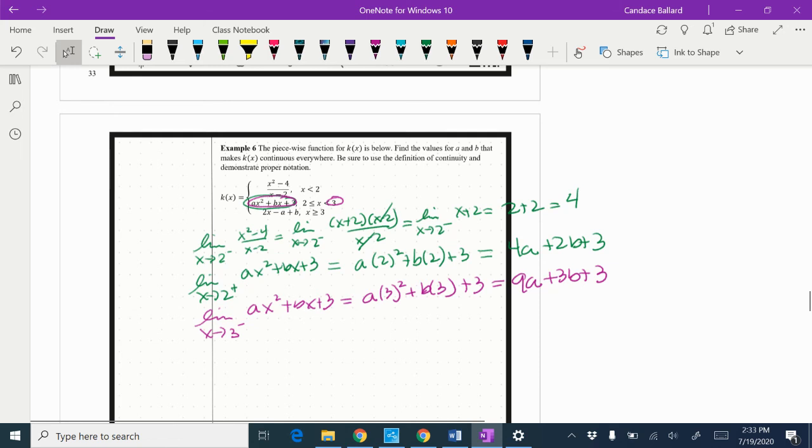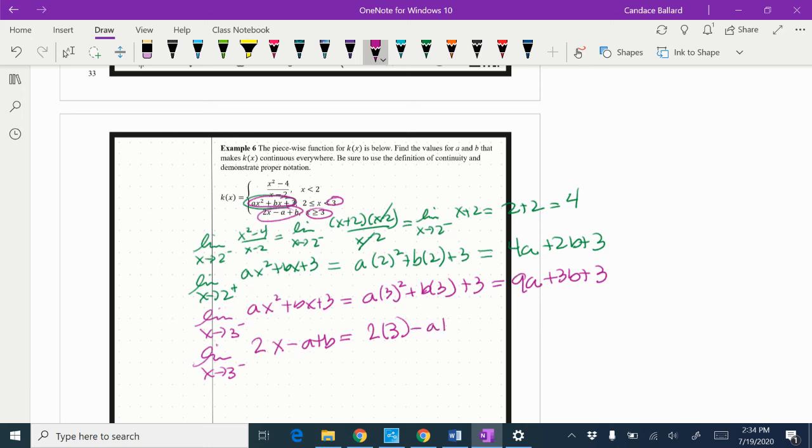Okay, and then one more. I'm going to do this branch from the right. So the limit as x approaches 3 from the right of 2x minus a plus b. I'm going to go ahead and substitute in for my x. So I get 2 times 3 minus a plus b, which gives me 6 minus a plus b.